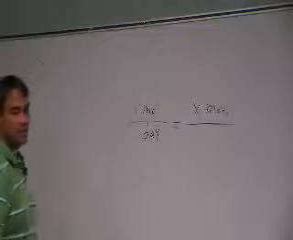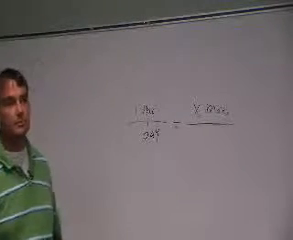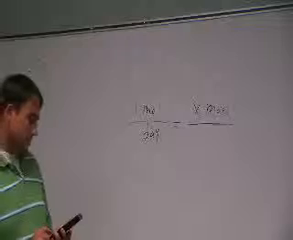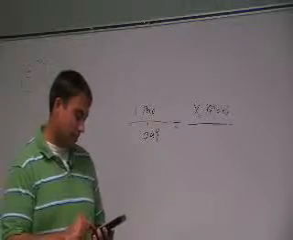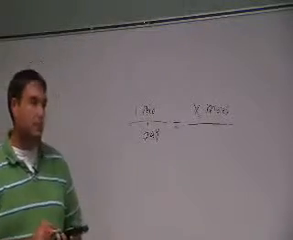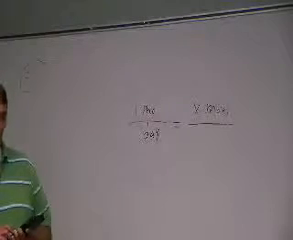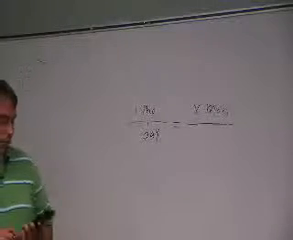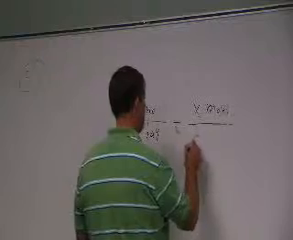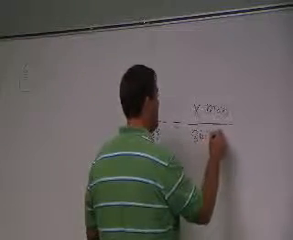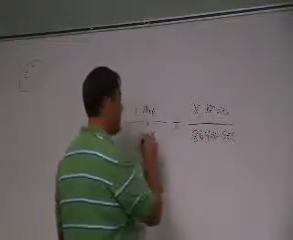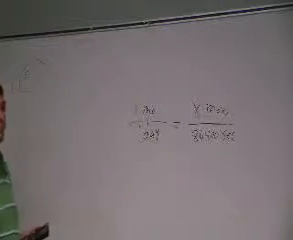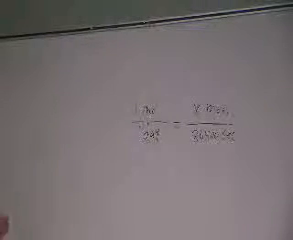Now, how many seconds are in a day? Well, there's 60 seconds in a minute, right? So 60 times 60 is how many seconds are in an hour, times 24. So that means 86,400 seconds is the same thing as 1 day. Are we happy with that? Okay.